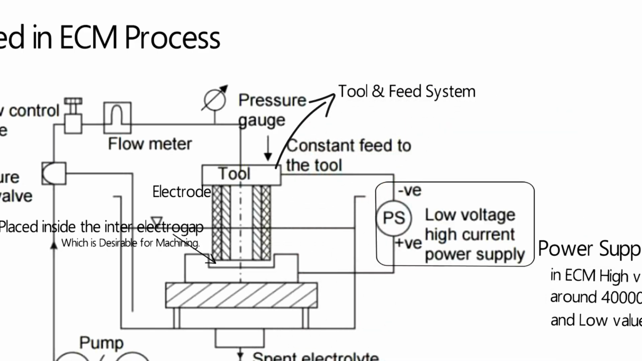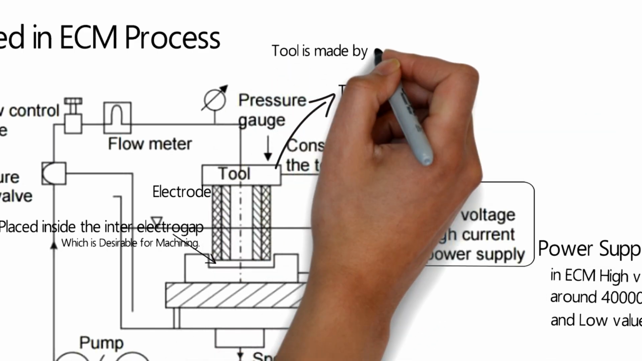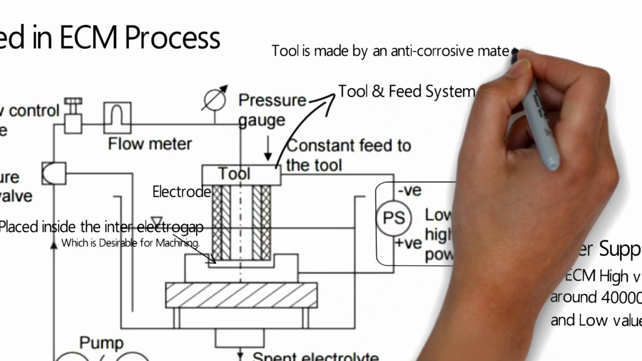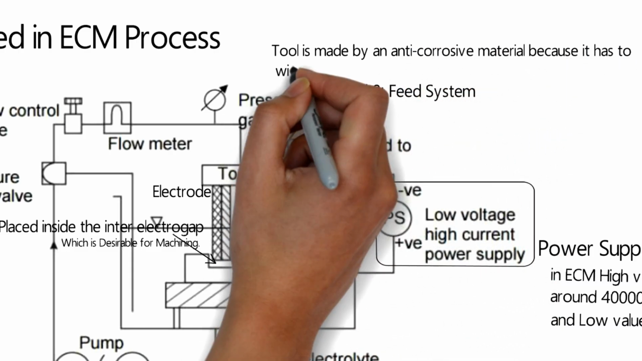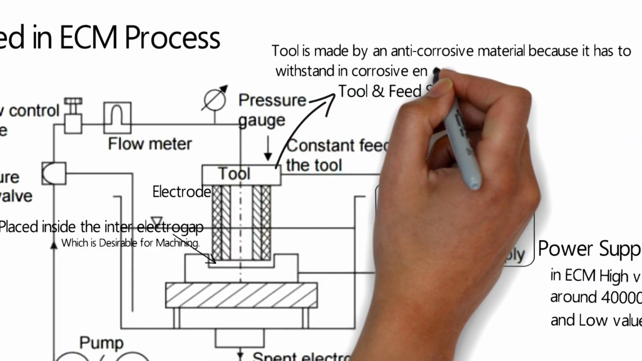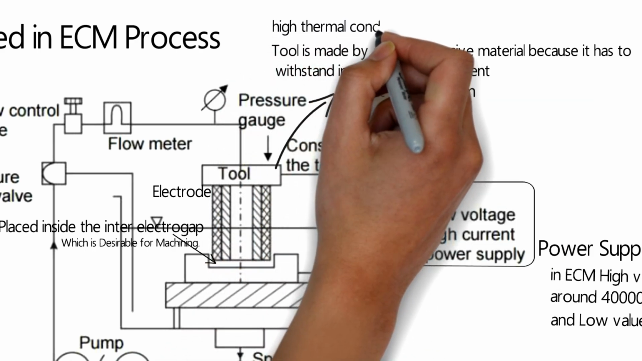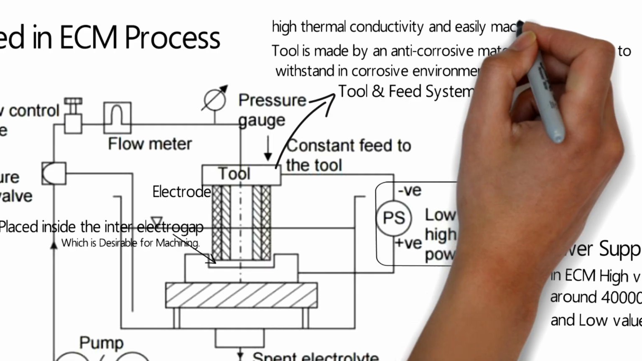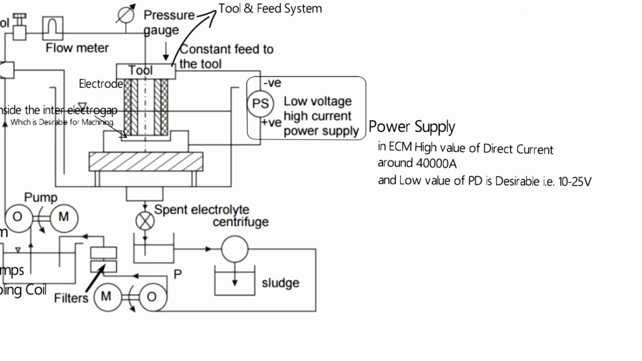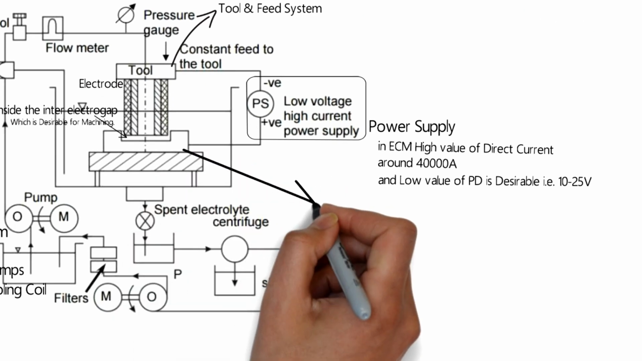The next item in the equipment is the tool and the feed system. The tool is made of anti-corrosive material because it has to withstand the corrosive environment of the electrolyte. High thermal conductivity is needed in the tool for easy machinability.